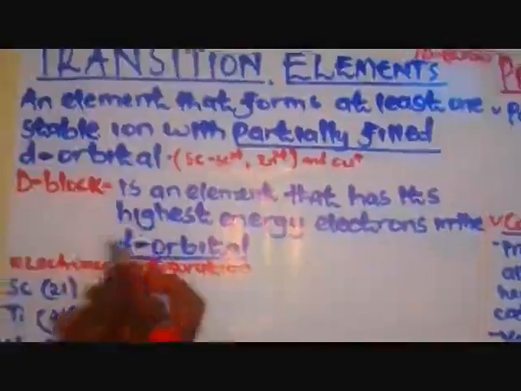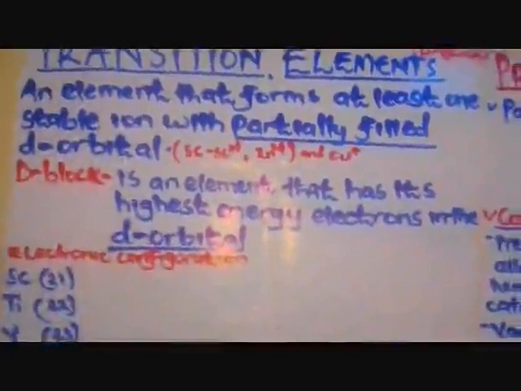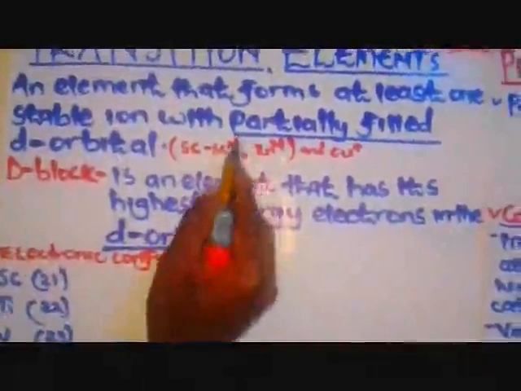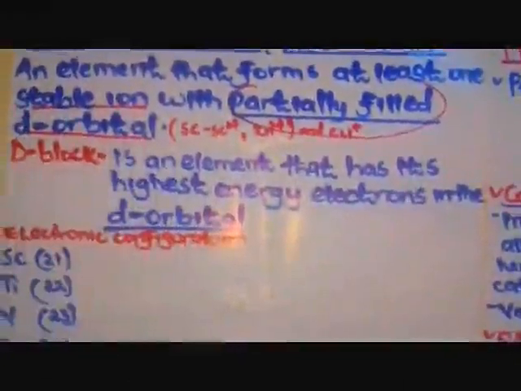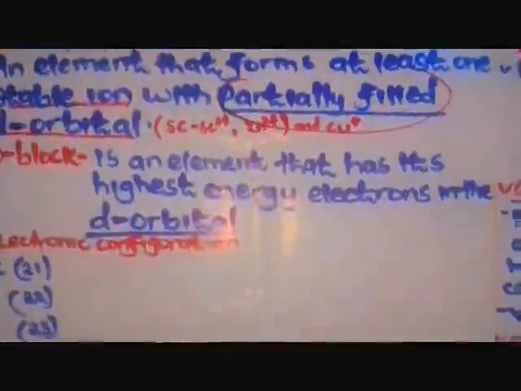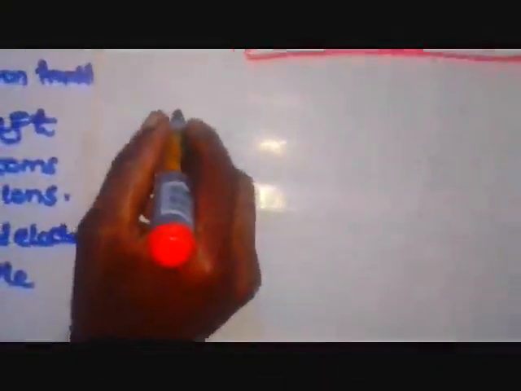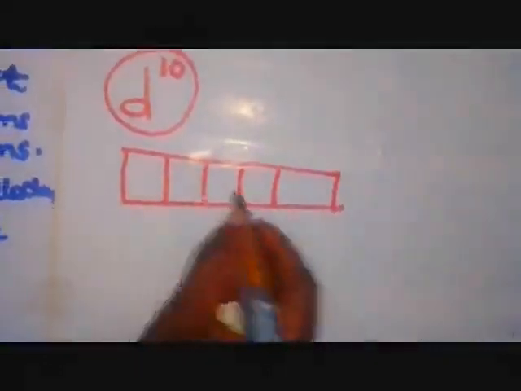Now, what do we mean by transitional element? Any element can only be transitional, members, if it can form one stable ion with a partially filled D orbital. Remember, when you go back to the chemistry of Aufbau, Pauli and Hund, you discover that the D sub-energy level is occupied by 10 electrons. That means it has 5 orbitals: 1, 2, 3, 4, and 5.